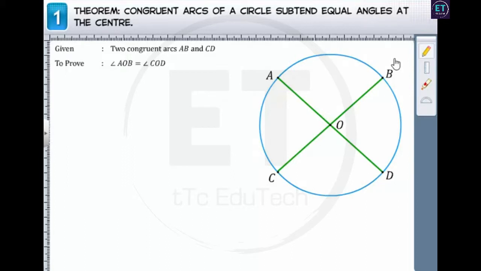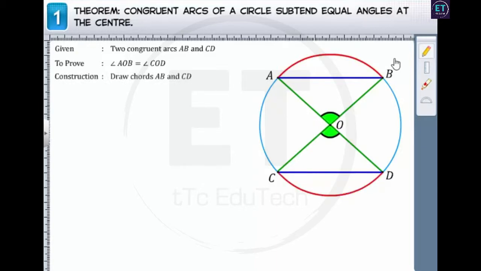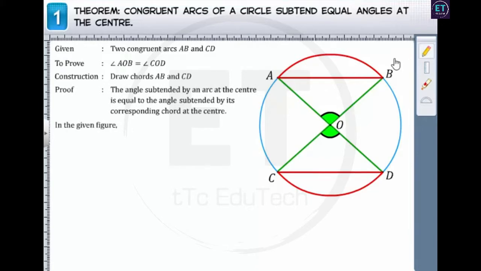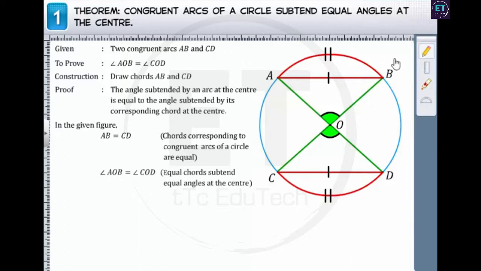To prove the theorem, let us draw corresponding chords from the arcs AB and CD. As you can see, angles subtended by arcs AB and CD at center O are equal to the angles subtended by their corresponding chords at the center. In this figure, chords AB and CD are equal since we have already seen that chords corresponding to congruent arcs of a circle are equal. We already know that equal chords of a circle subtend equal angles at its center. Thus, angle AOB is equal to angle COD, and the theorem is proved.